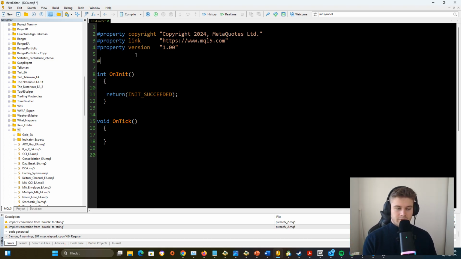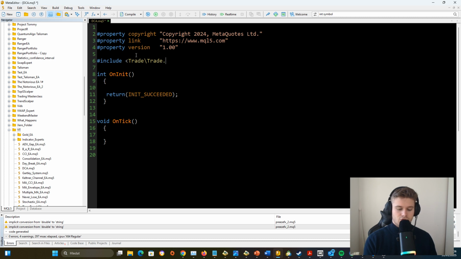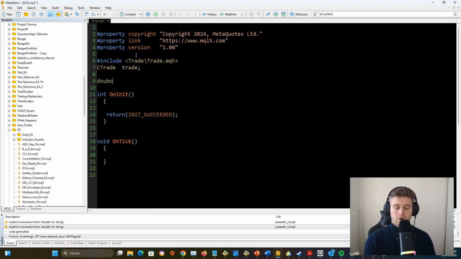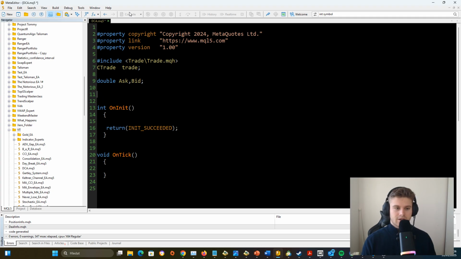Since we will be opening positions, we have to include the Trade/Trade.mqh library and then create an object, so CTrade trade. We also will be working with ask and bid price, so we have to create variables for those like this. And let's start. So now the strategy behind this will be very, very simple.